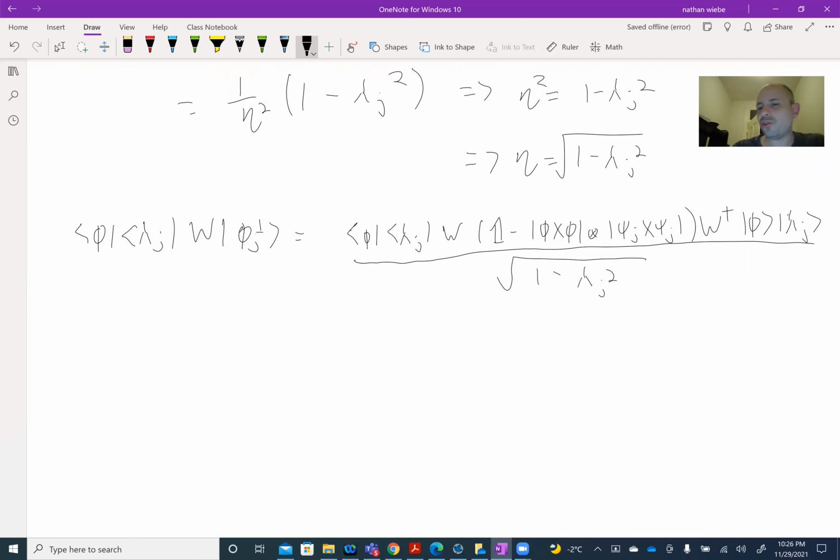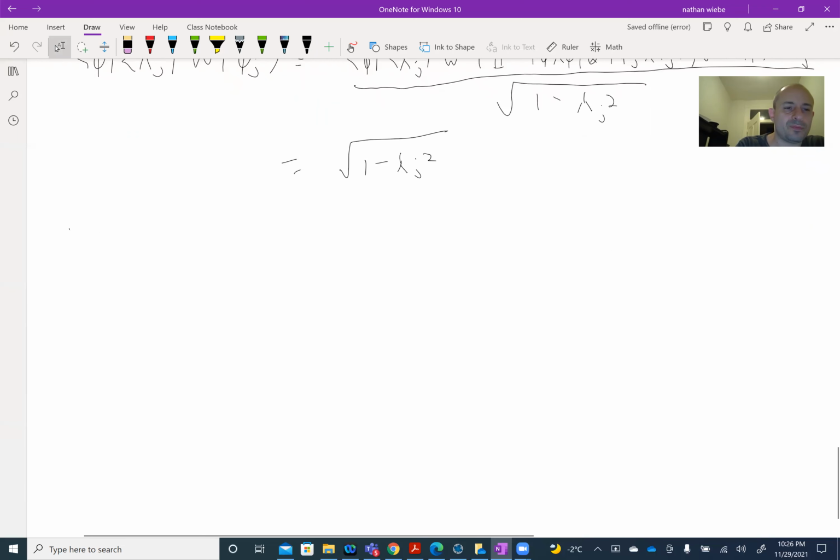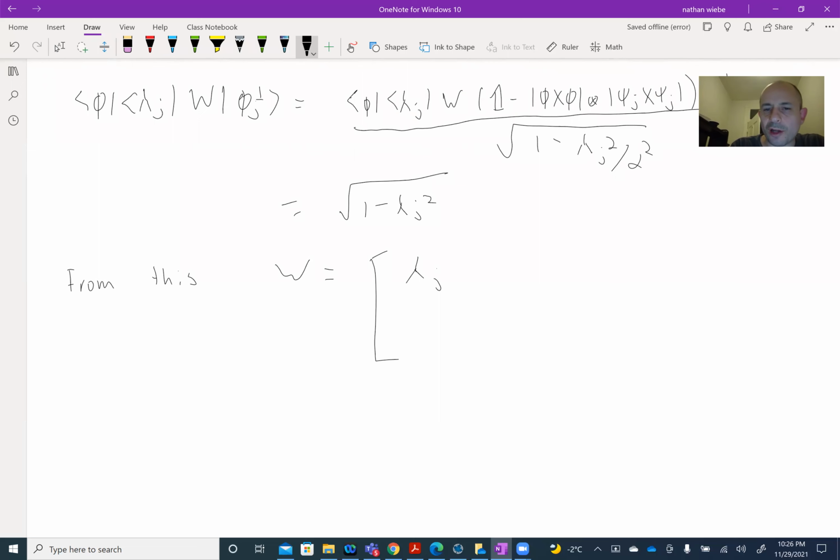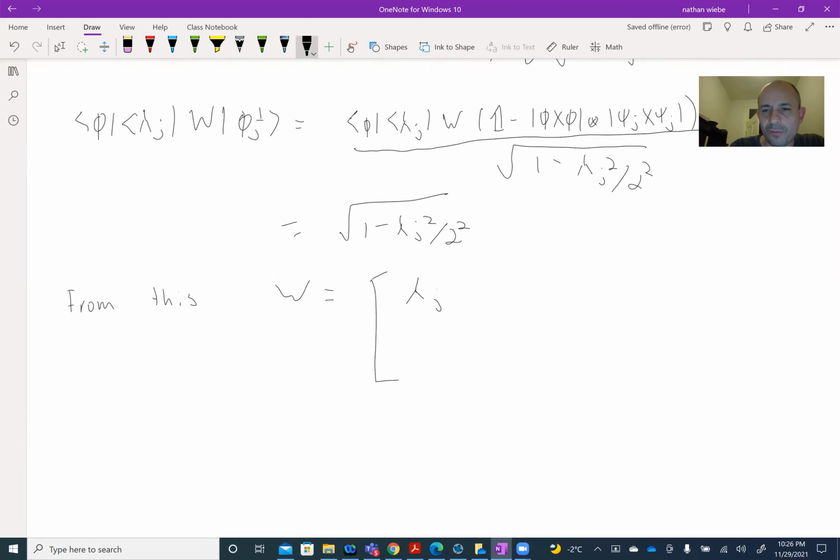Wonderful. So just like before, from the exact same reasoning, it ends up giving us the square root of 1 minus lambda j squared. And from this, we see that W is in fact equal to lambda, oh, I'm sorry. Actually, I forgot about the normalization constants, alpha in here.